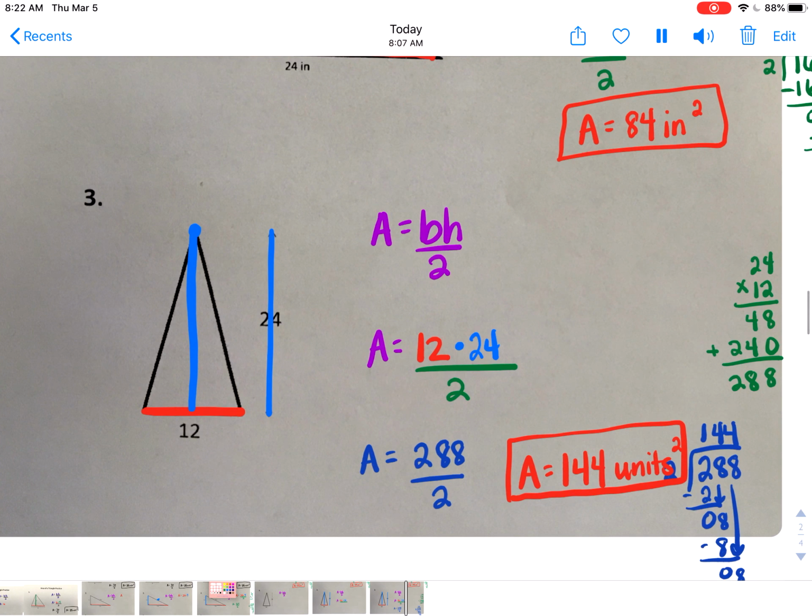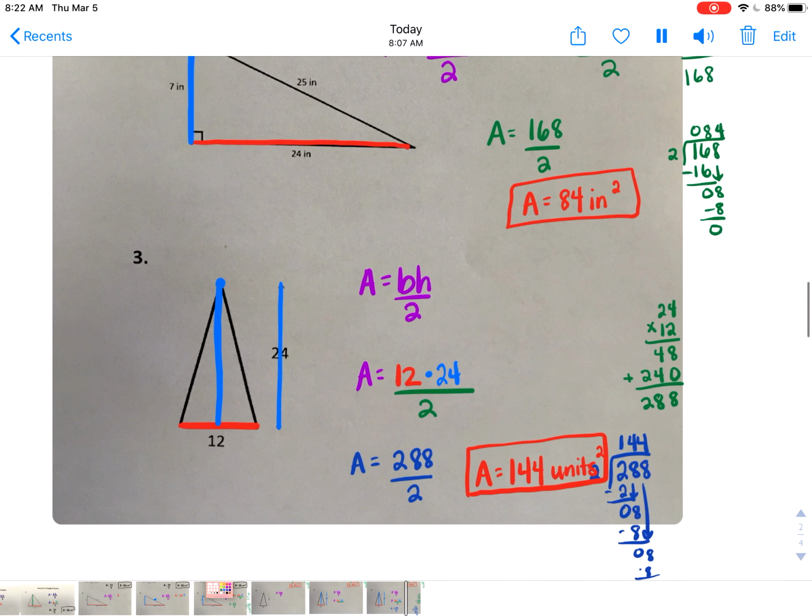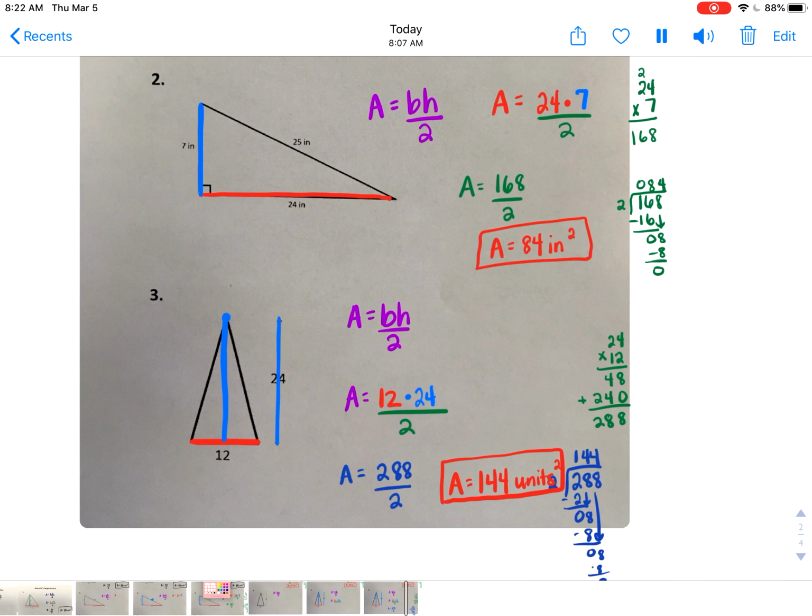All right, so those are our notes again for area of a triangle. Go ahead and glue them into your journal, and we'll start our practice problems really soon.